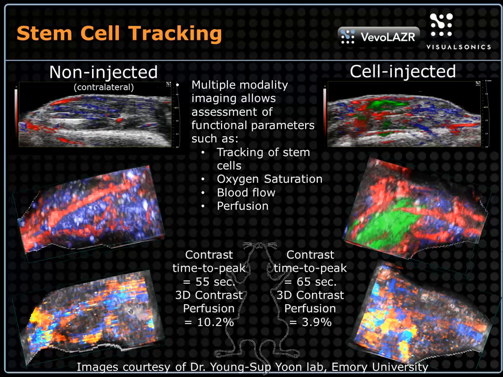So now we've combined all these different modalities which are available on our system together to learn much more about this animal model than just where the cells are. We can learn about how they're affecting the oxygen saturation, the perfusion, the flow of the blood, the angiogenesis that's occurring in that ligated limb versus the non-ligated limb. So this turns out to be really, truly a multimodality imaging platform here.